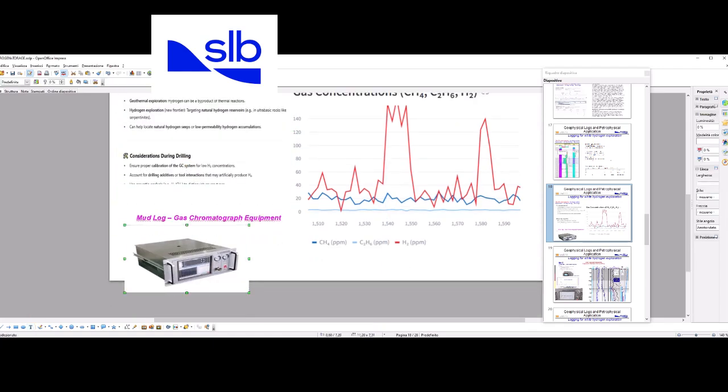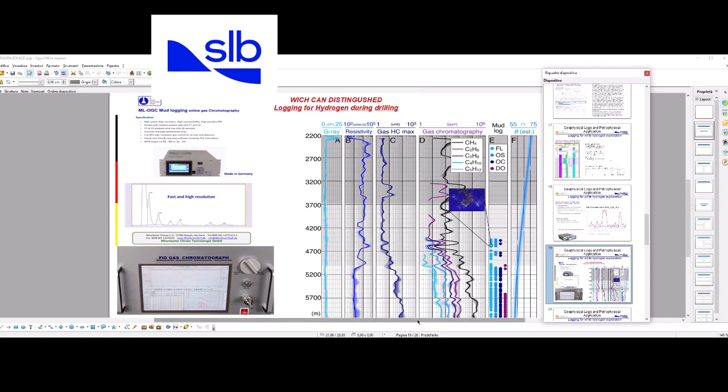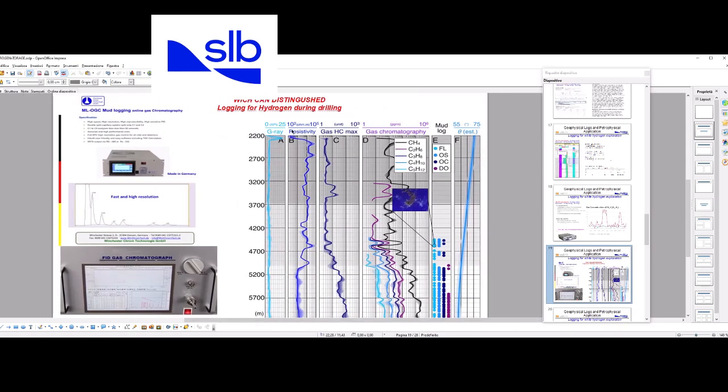So this is a typical equipment of a gas chromatograph mud log. On the next page we also show a first result of mud logging online gas chromatography. There is the peak that they are reading, and we have also the plot of gamma ray, resistivity and gas chromatography in the same plot with the mud logs. So we have the presence of this kind of gas detected by the mud logs, by the peak of the mud logs.